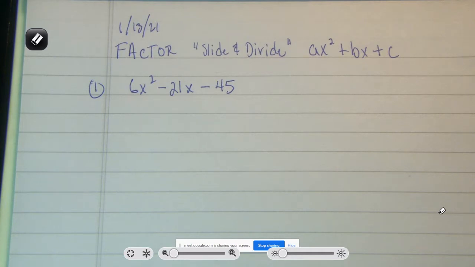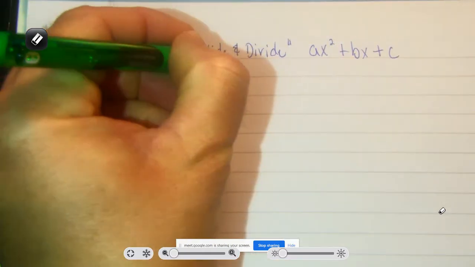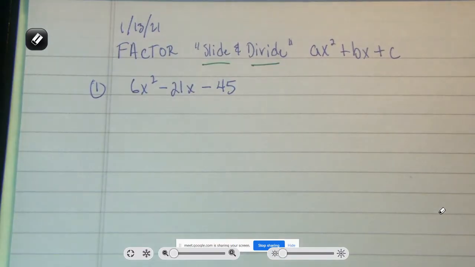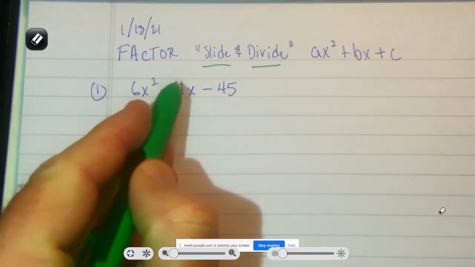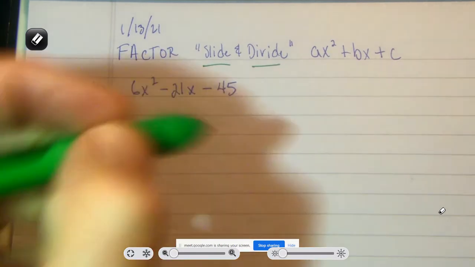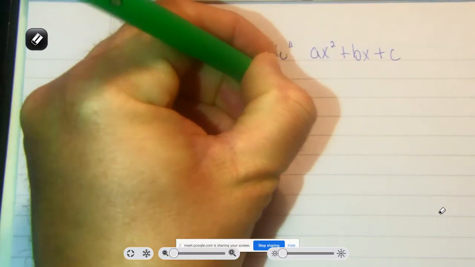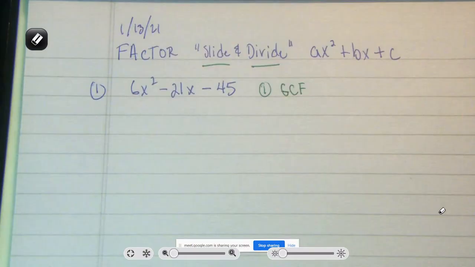But the way I want to show you today has a couple of different names, and I think the names sound kind of silly. Slide and divide is one thing it's called, or slip and slide. But the actual way to factor it isn't silly, and it works every time. So the first thing I want to look at is this problem. Look at 6, 21, and 45. The first thing I've got to do is determine what the GCF is, and if possible, factor that out.